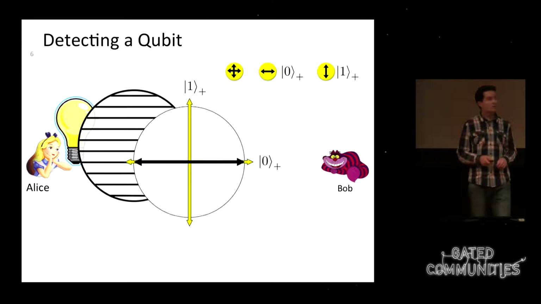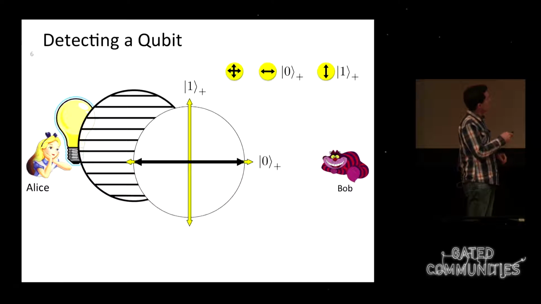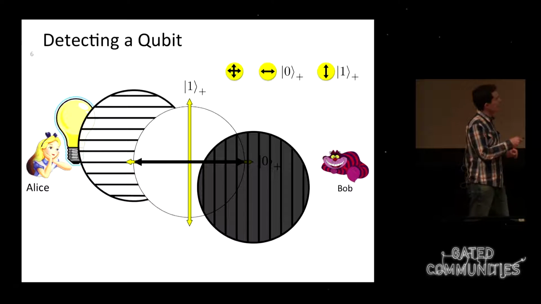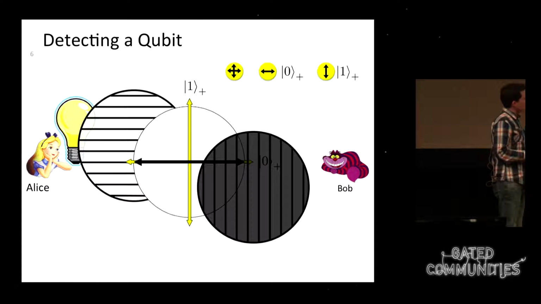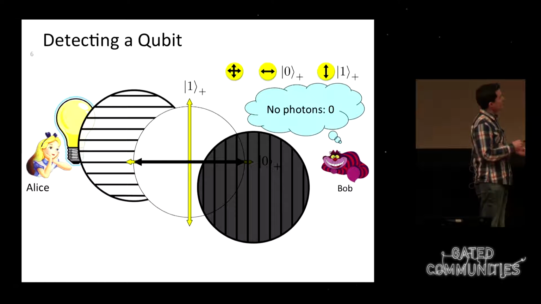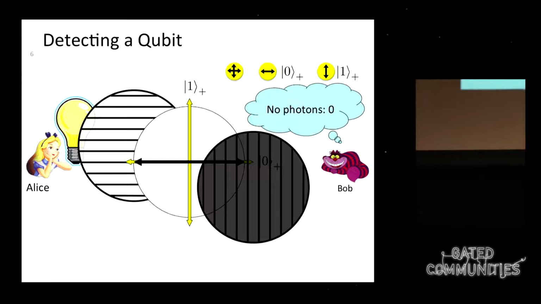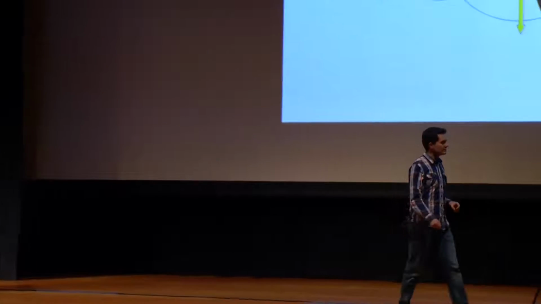Now what she could do is take her light source, use a polarizing filter like that, and send that to Bob. Now Bob, on his side, could put another polarizing filter in, orthogonally polarized, and if no light comes through, then he doesn't see any photons, then he would say, well, Alice was actually sending a zero state. So I have prepared this little experiment over here.